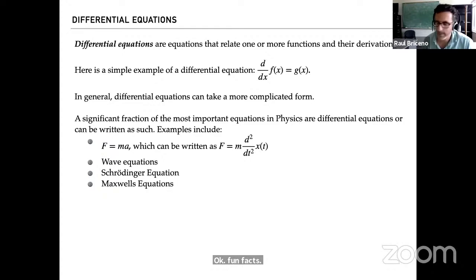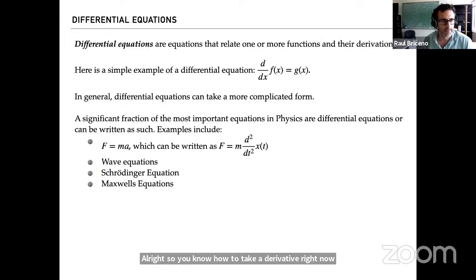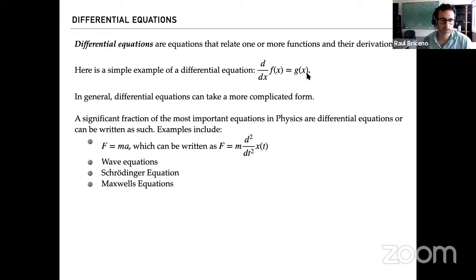So differential equations. All right, so you know how to take a derivative, right? Now everybody loves derivatives. Wonderful. So differential equations are equations that relate one function or more functions and their derivatives, right? So you can have multiple functions that are related to derivatives of functions. So the simplest example of a differential equation is this one, where you have a derivative of f giving you back some function called g of x. So in general, differential equations can be more complicated.